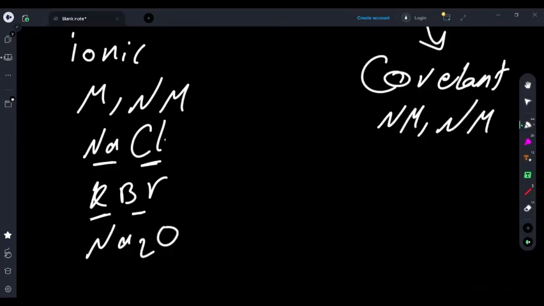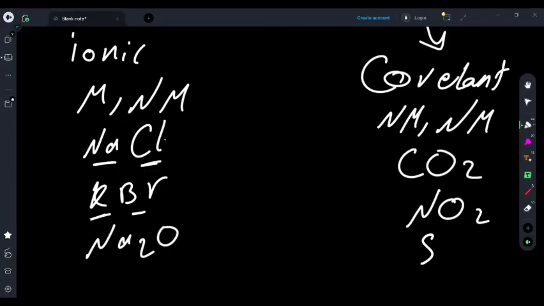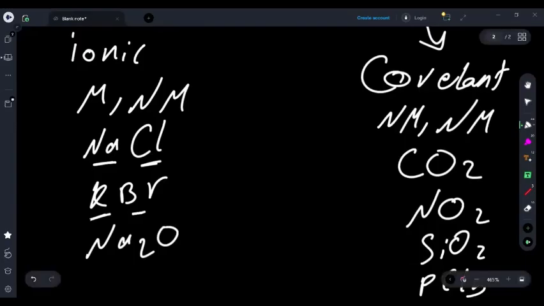Okay, on the other side, for the covalent one, you will see something like that, CO2 or NO2. That's a covalent. Why? Because you will see that carbon is non-metal, oxygen non-metal. So if you see non-metals, that's covalent. CO2, non-metals and non-metals. NO2, for example, or SiO2 or BCl5. B, which is phosphorus, non-metals, Cl, which is chlorine, non-metals, thus we call it covalent compounds.